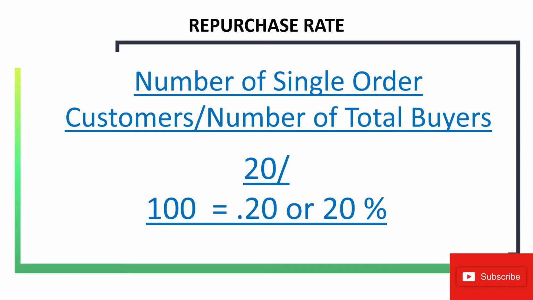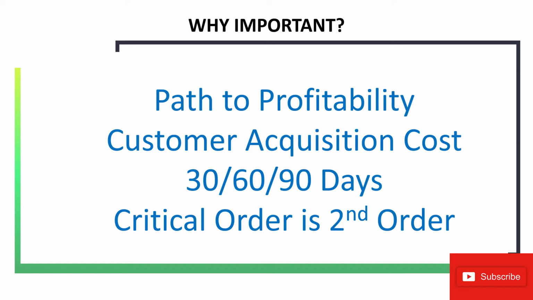So in this example, if you had 100 buyers in 90 days and 20 of them repurchased a second time, then your repurchase rate would be 20%. Now, the key factor when you're calculating repurchase rate is it takes a look at how long of a time frame of cohorts you're looking at. So whether it's 30 days, 60 days, or 90 days.